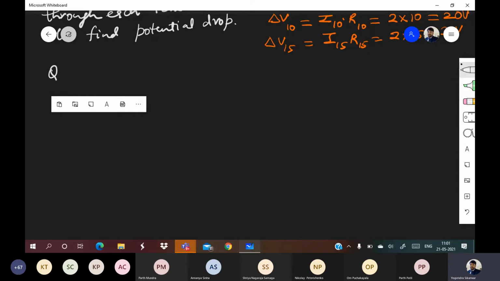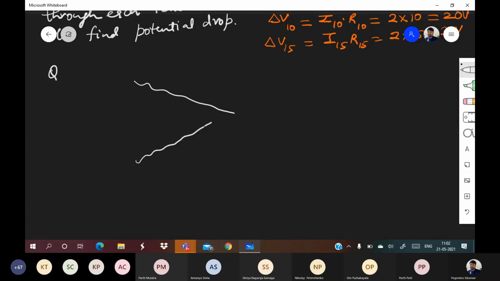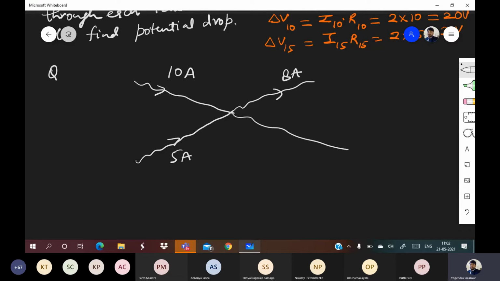Question. Now, there are multiple wires. From here 10 ampere current is coming. From here 5 ampere current is coming. From here 8 ampere current is going. How much will be the current in this?